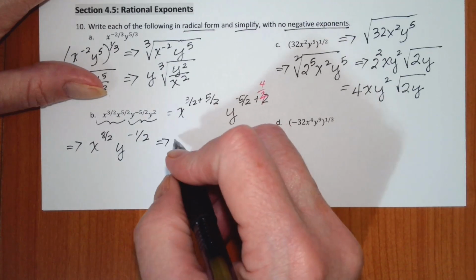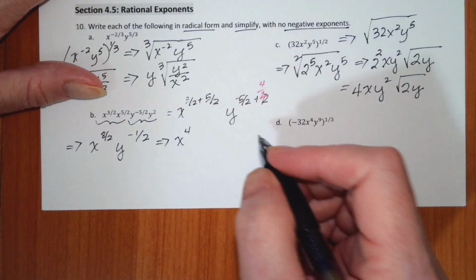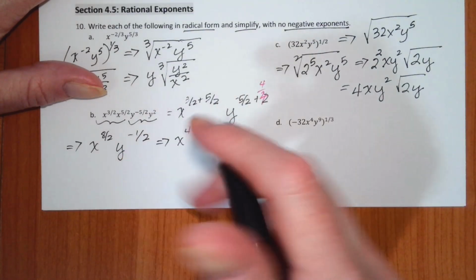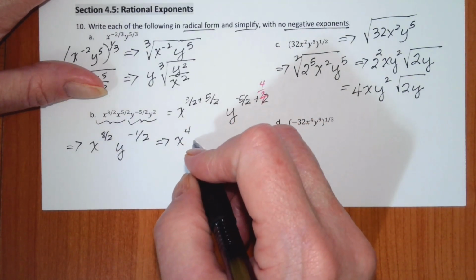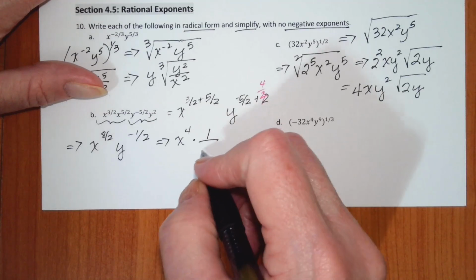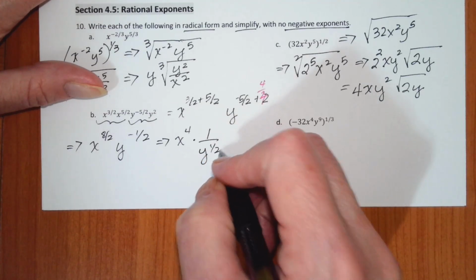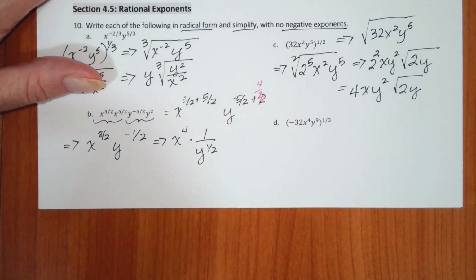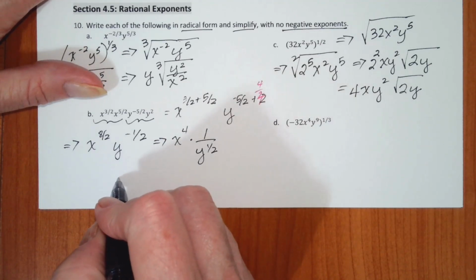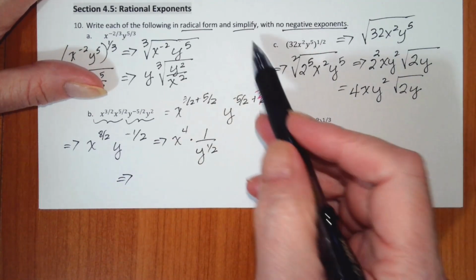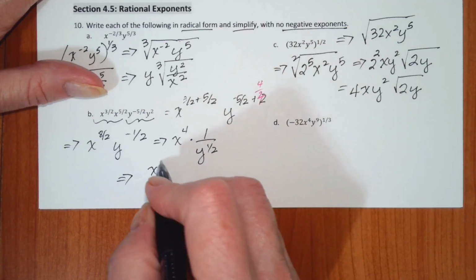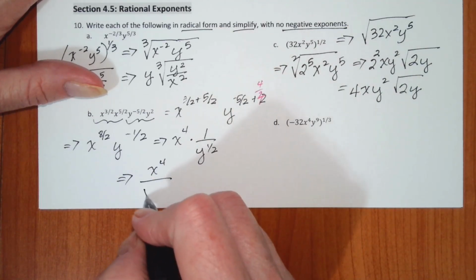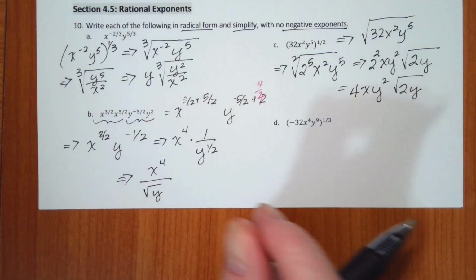Okay, 8 over 2 gives me x to the 4th. And y to the negative 1/2 becomes 1 over y to the 1/2. So now I've got to put it in radical form. So this just becomes x to the 4th divided by the square root of y.